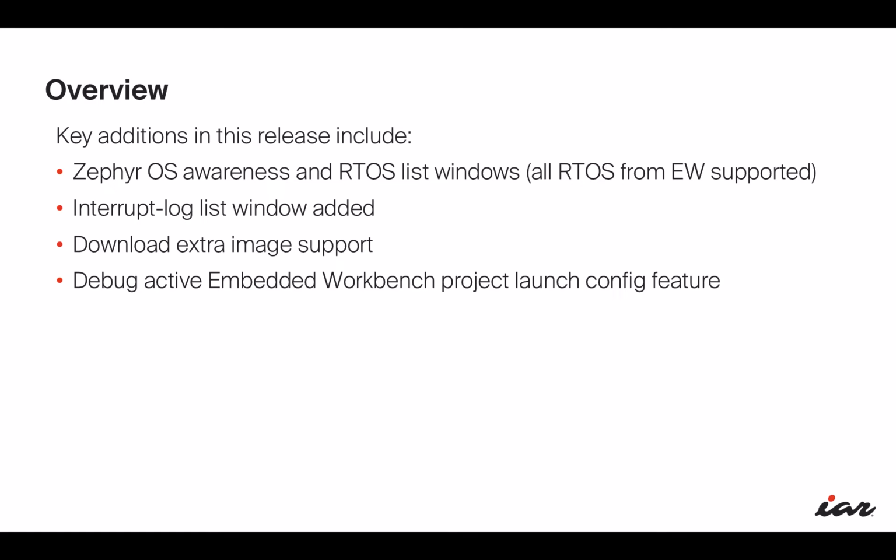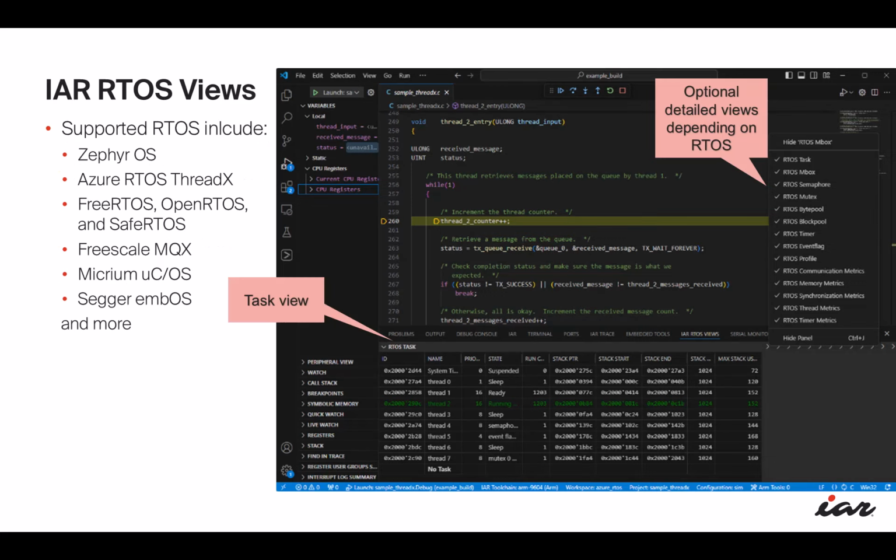So everything that it supported in Embedded Workbench is also there: interrupt log, download extra images, and some extra debug capabilities. If you have a quick look here, when it comes to the IAR RTOS views, you might be already familiar with all the capabilities that we had in the IAR Embedded Workbench. But the same applies now if you work with the VS Code extensions.